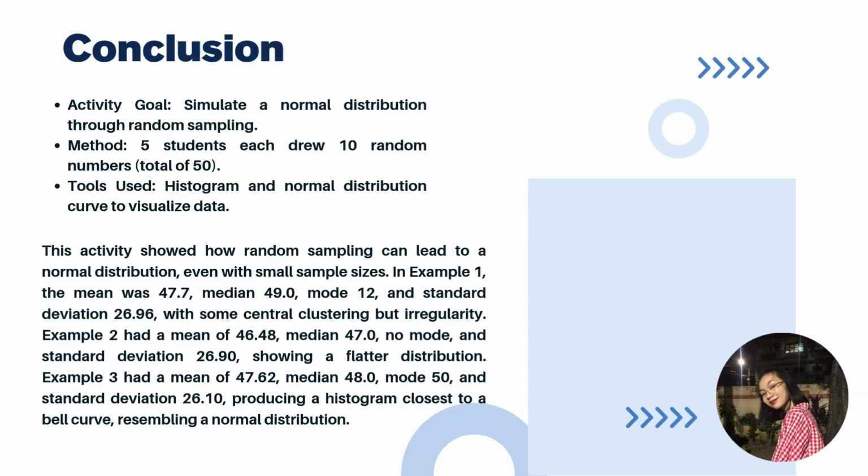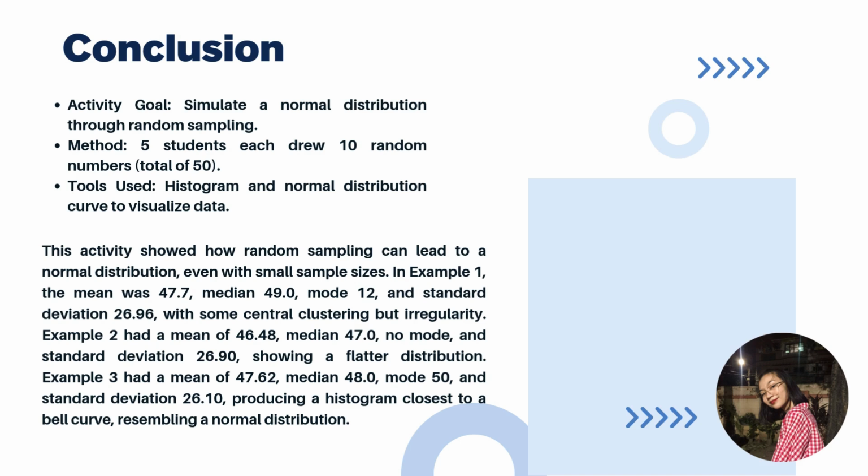Conclusion. Activity goal: simulate a normal distribution through random sampling. Method: 5 students each drew 10 random numbers, for a total of 50. Tools: histogram and normal distribution curve to visualize data. This activity showed how random sampling can lead to a normal distribution, even with small sample sizes.